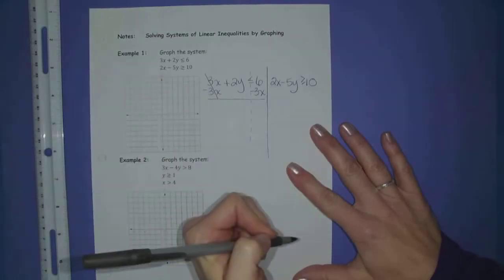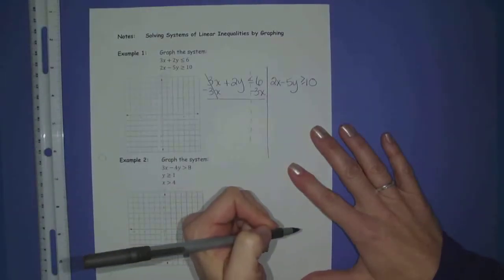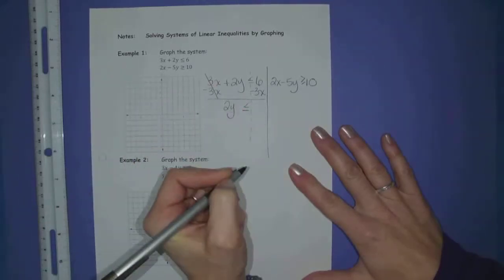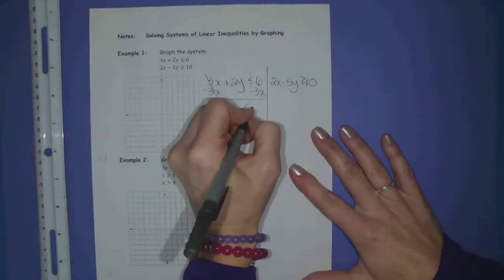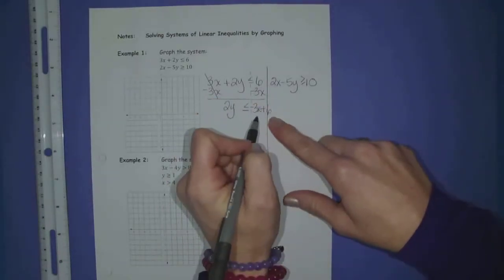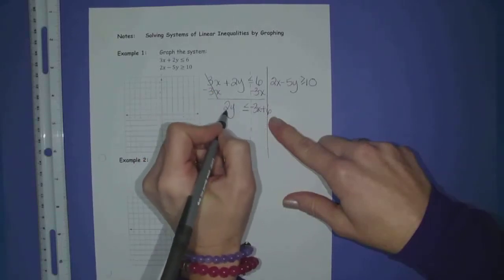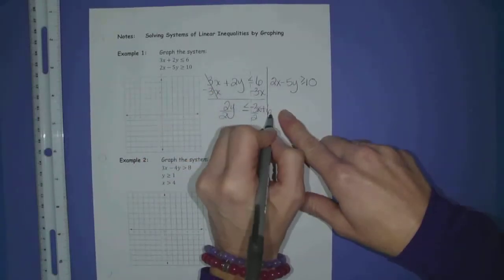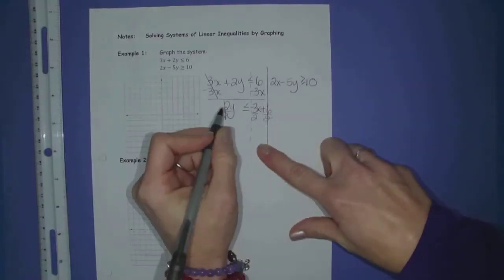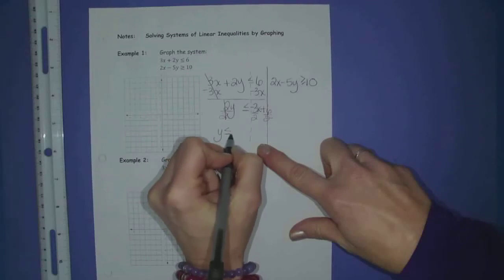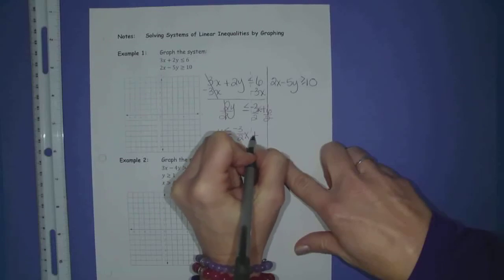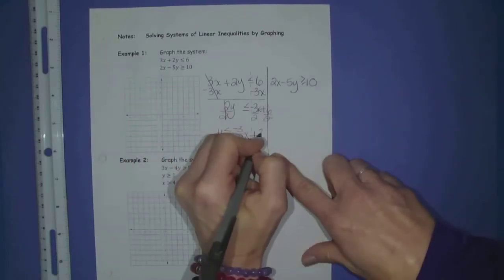That's going to cancel my 3x's out on the left side of the inequality. And I will bring down 2y is less than or equal to, and on this side, I'll write this as negative 3x plus 6. Negative 3x plus 6. And then I'm going to divide every term of the inequality by 2 so that I have y alone. So we're going to have y is less than or equal to negative 3 over 2x plus 6 divided by 2 is 3.